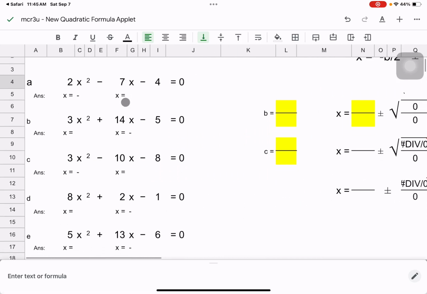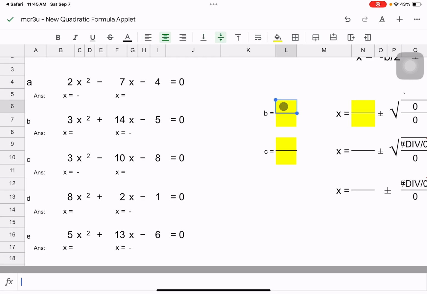In order to do this, the first thing we have to do is divide through by the a value. Remember, it's ax squared plus bx plus c. So we have to divide every term by, in this case, 2. That means the new b value is going to be negative 7 divided by 2.